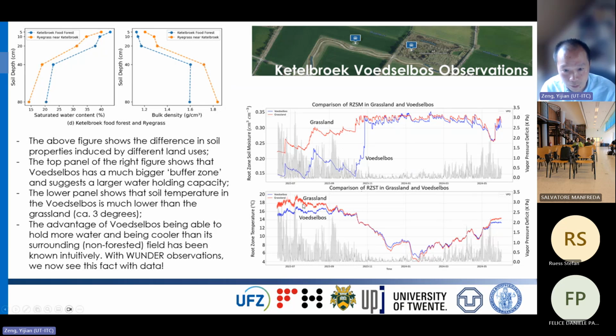But if you look at the soil temperature, you can see that the grassland is also much hotter than the food forest soil. So now you can see it from the data as well.